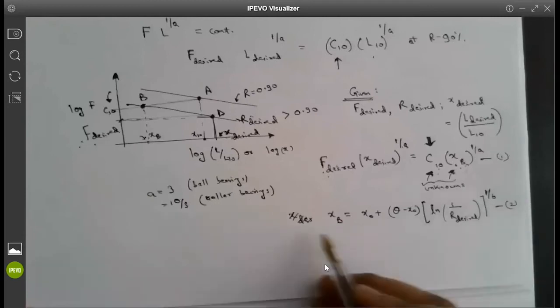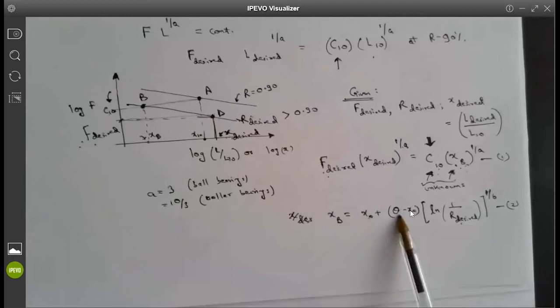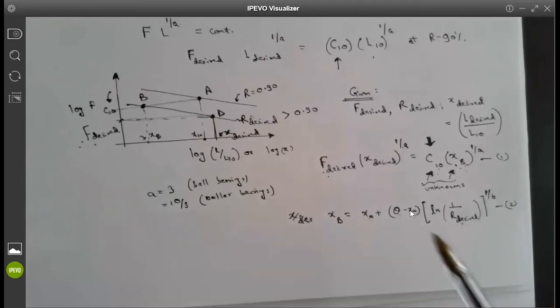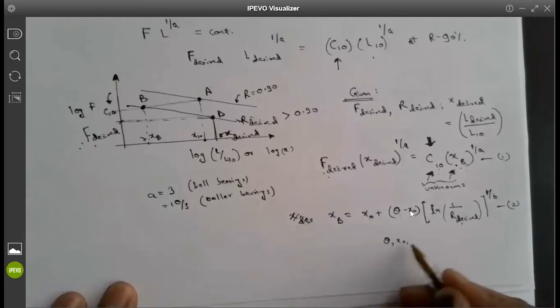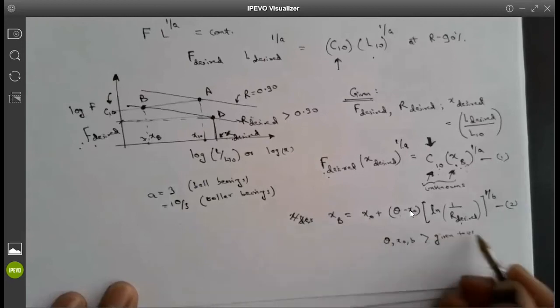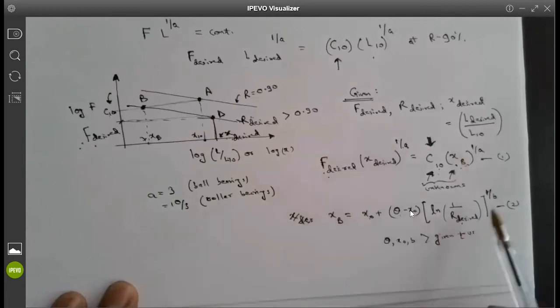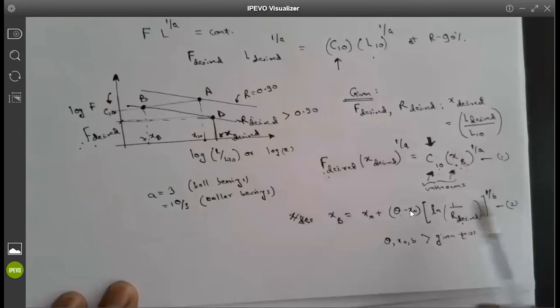In this equation, does anybody have any confusion? Then let me know. This is the same equation, a reliability-life relationship, we just derived a while ago. Desired reliability is known to us. X naught, theta, and b are constant parameters given to us. R desired is given to us. So if we know everything on the right hand side, can we calculate xb?